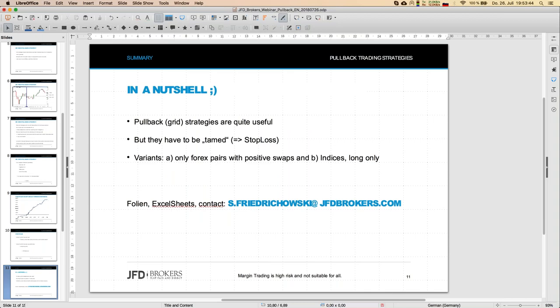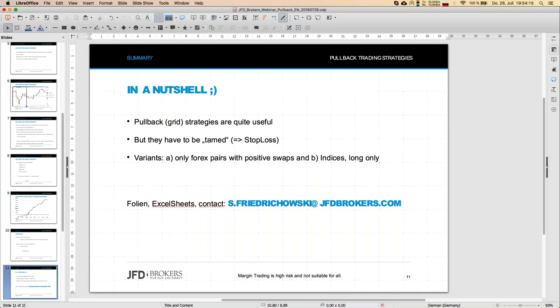a nutshell, we have seen pullback strategies. They are quite useful, and we know how to do that kind of trading activities by those limit orders on the sell and on the buy side. We use an EMA as a trend filter for that, so that we distinguish in which direction we want to trade. The most important thing for me personally for those kinds of strategies is that we use a stop loss, and that means we tame that kind of strategy.